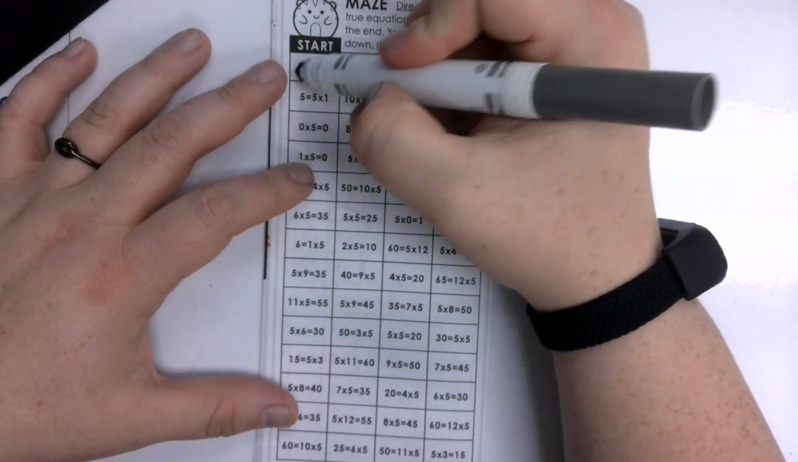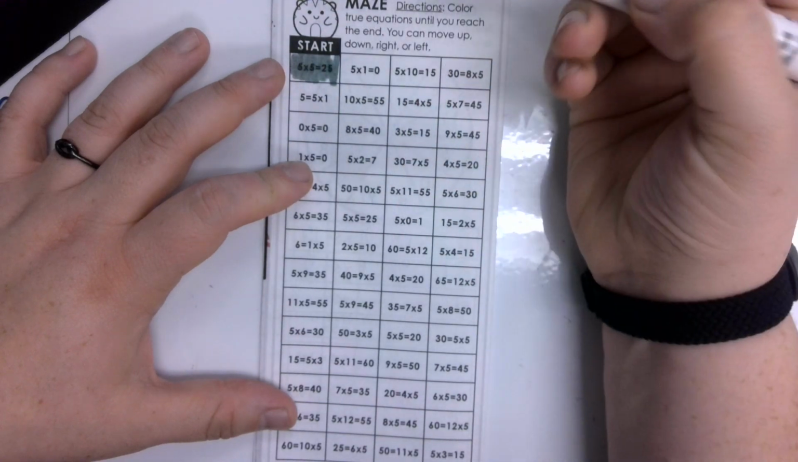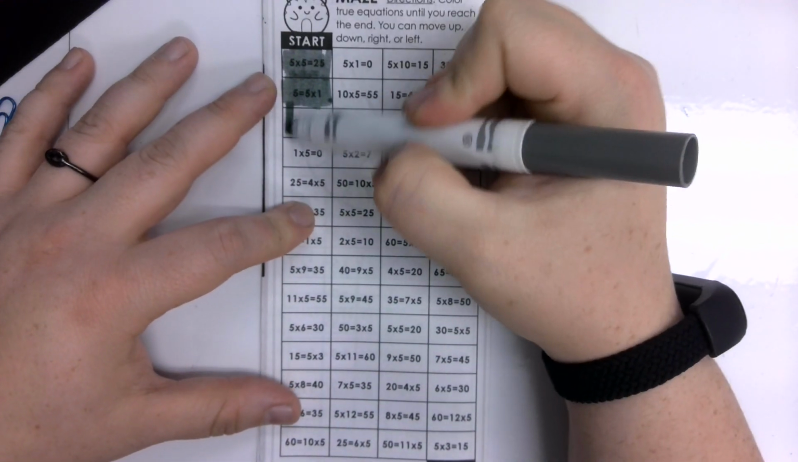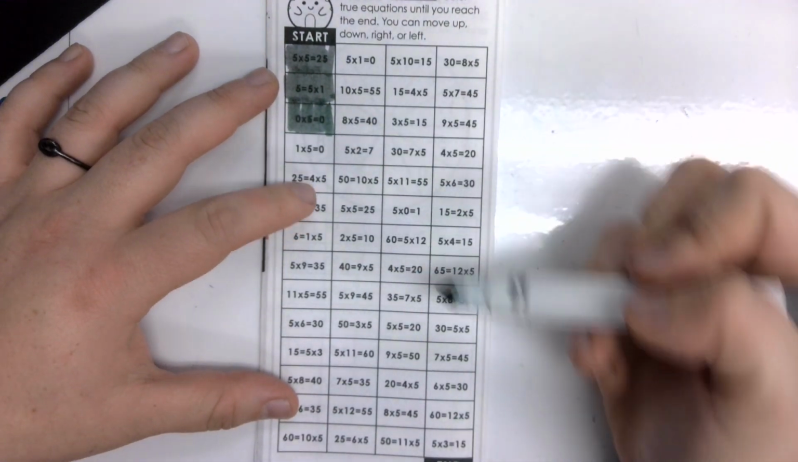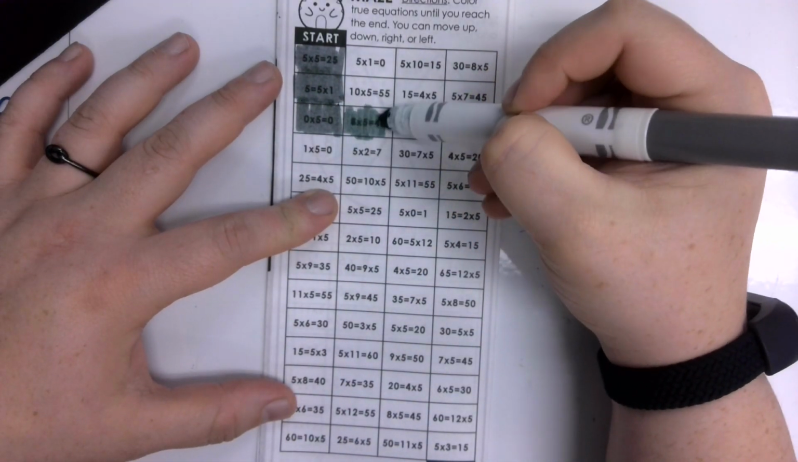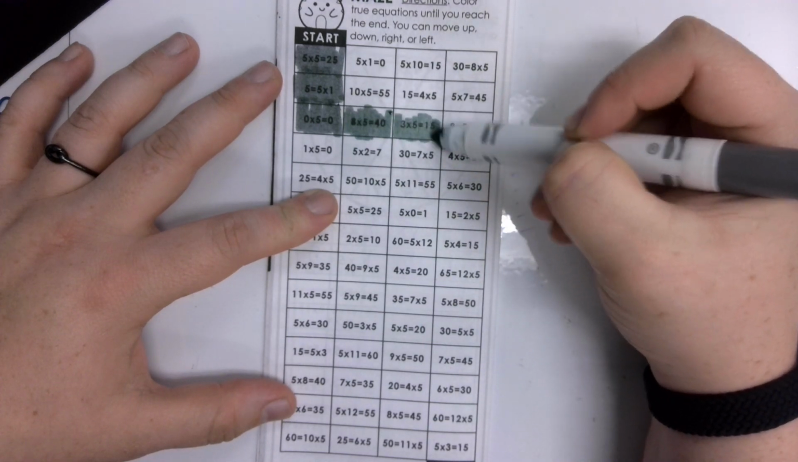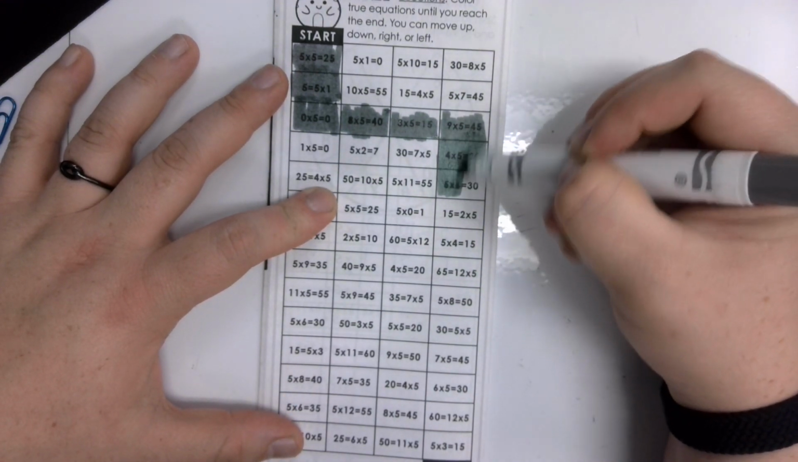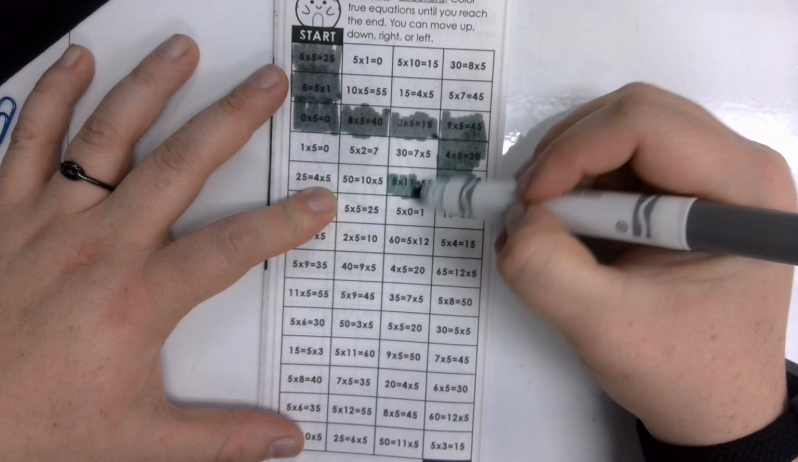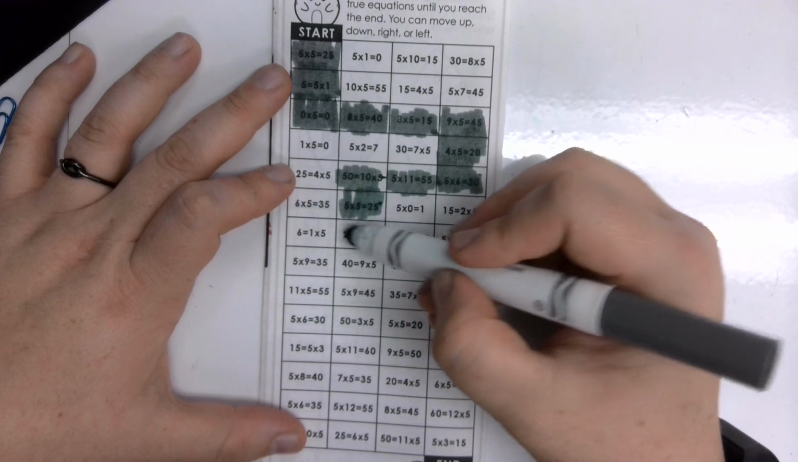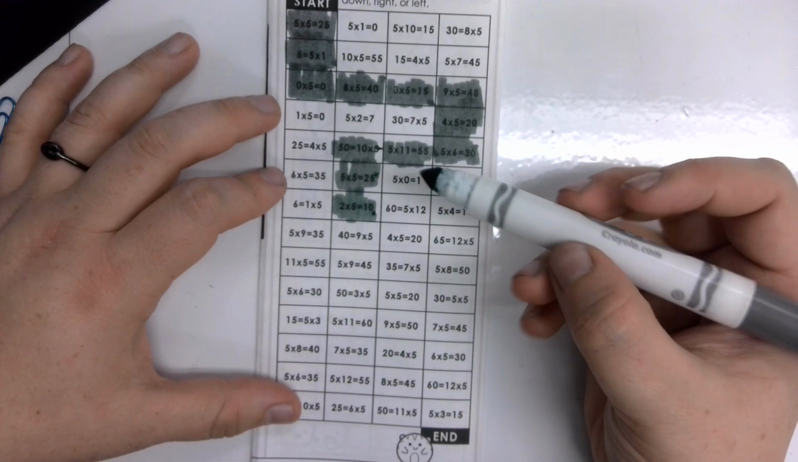And so to start off, I know 5 times 5 is 25. I know that 5 times 1 is 5. I know 0 times 5 is 0. And I keep going until I get to the end over here. Okay. And you're just trying to solve the maze.